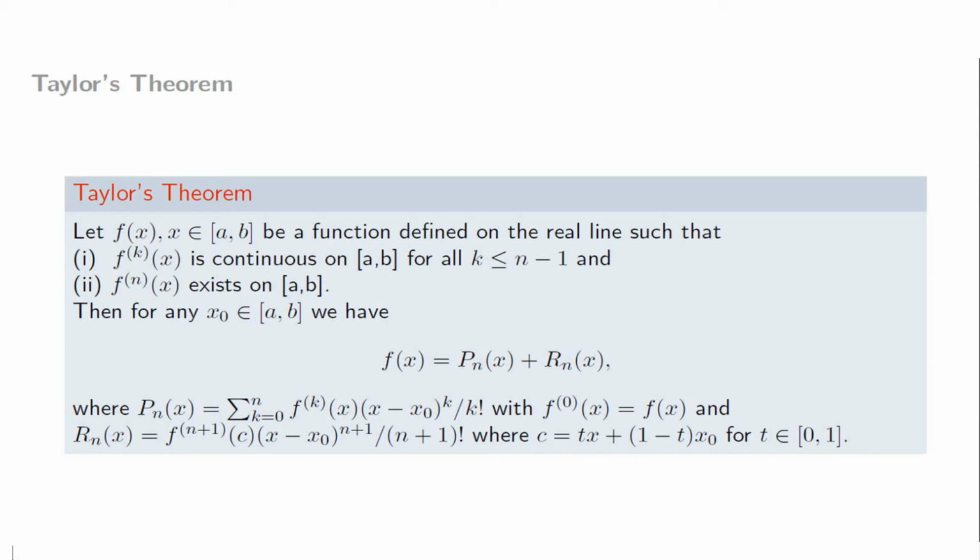Then for any x naught belonging to ab, we have the representation f(x) equal to P_n(x) plus R_n(x), where P_n(x) is defined as summation k from 0 to n, the kth derivative of f at x naught multiplied by x minus x naught whole to the power k, whole thing divided by k factorial, where the zeroth derivative is defined as the original function f(x), and R_n(x) is defined as the n plus 1th order derivative of f evaluated at c multiplied by x minus x naught whole to the power n plus 1, whole thing divided by n plus 1 factorial, where c is some point between x and x naught and is represented as a convex combination of x and x naught, which is tx plus (1 minus t)x naught for t belonging to closed interval 0 1.